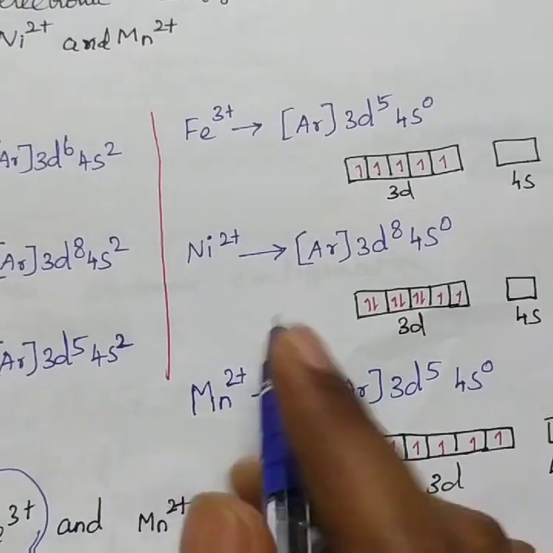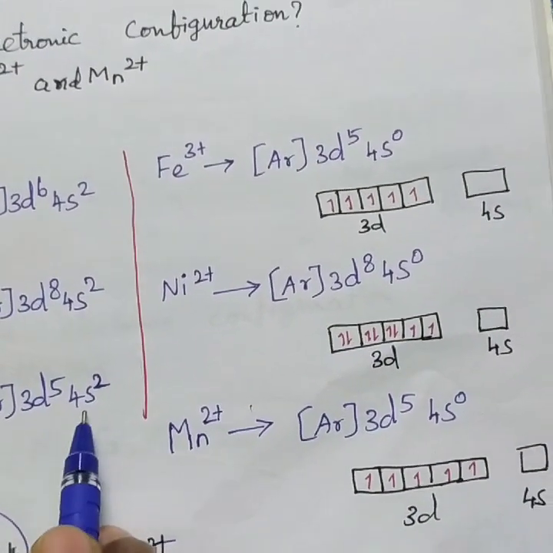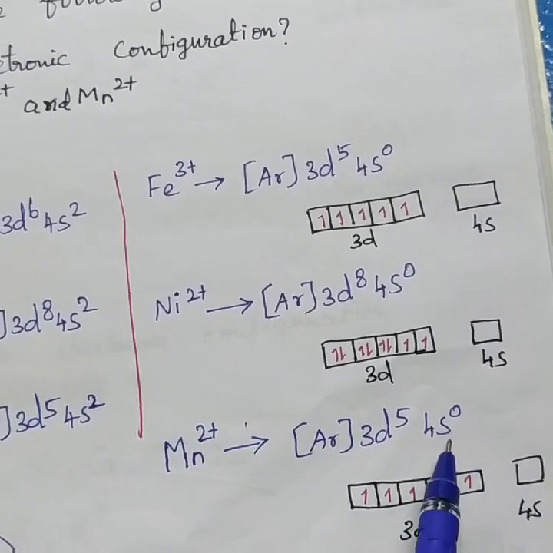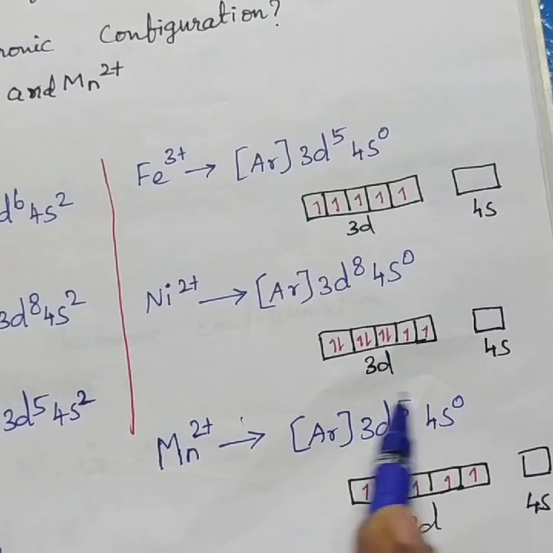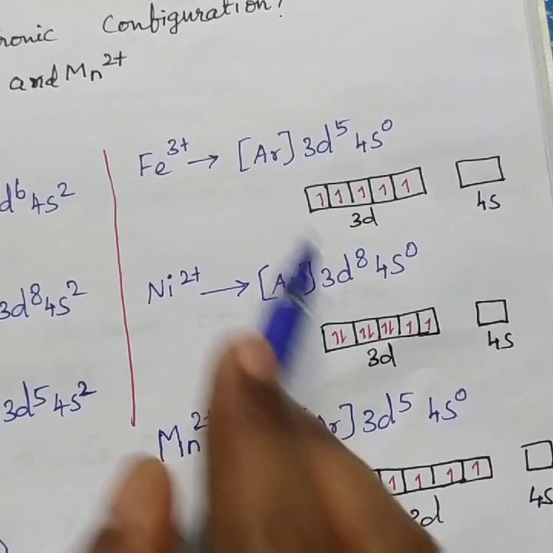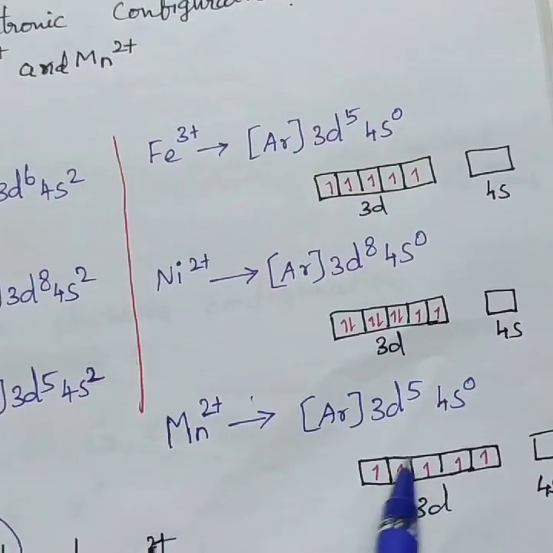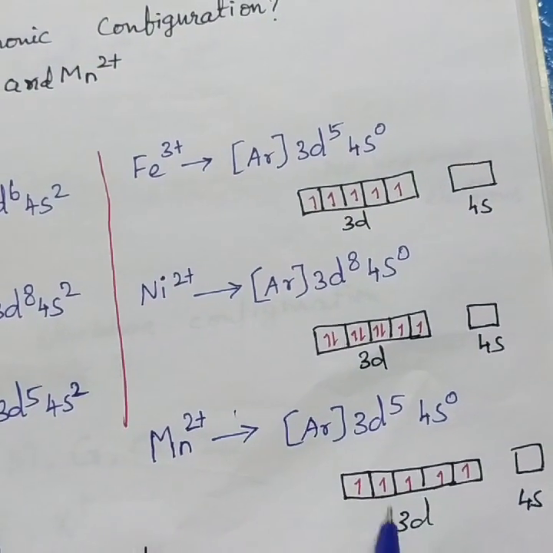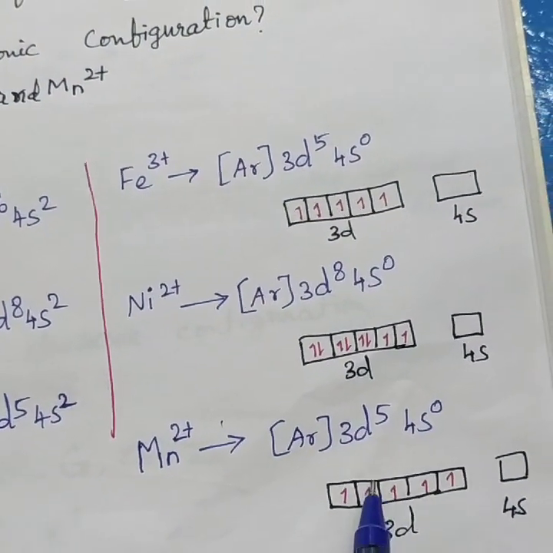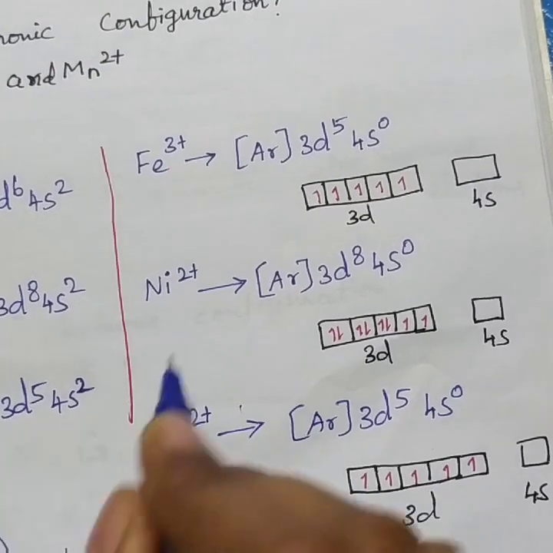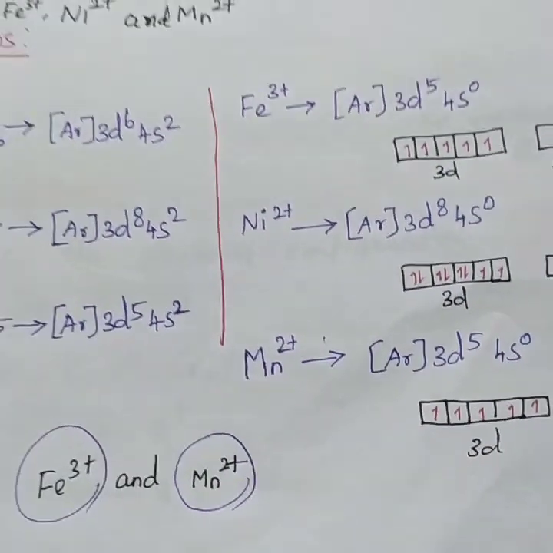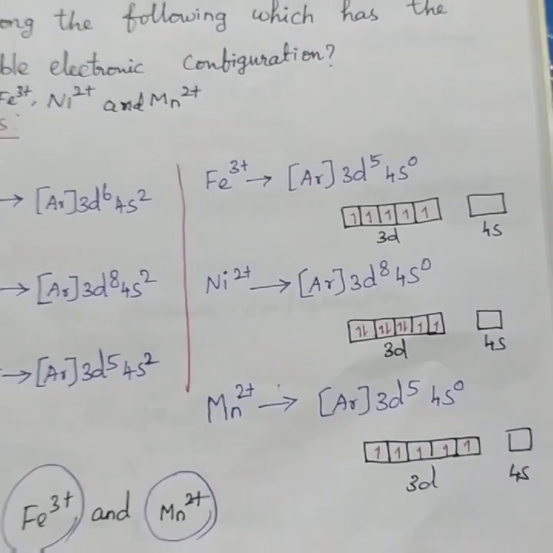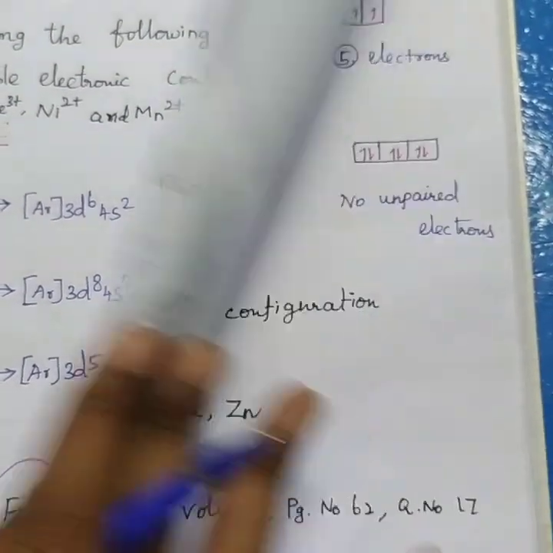Then Mn2+. Mn2+ means removing 2 electrons from the valence shell. I have removed the 2 electrons from the s shell, remaining 3d5, a configuration similar to Fe3+. So I have drawn the same thing. 3d5 means half-filled configuration. So of these three, Fe3+ and Mn2+ have the stable electronic configuration. Let us see the next question.